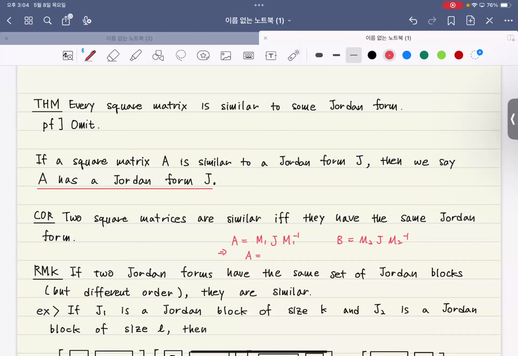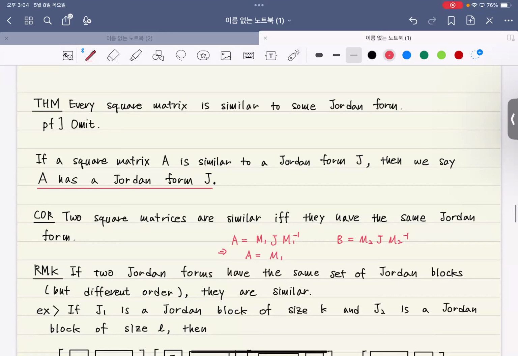A is M1 M2 inverse B M2 M1 inverse, right? Suppose that A and B have the same Jordan form, then A and B are similar to each other. Okay. Sorry, I'm not 100% confident about what I just wrote. But they must be similar.